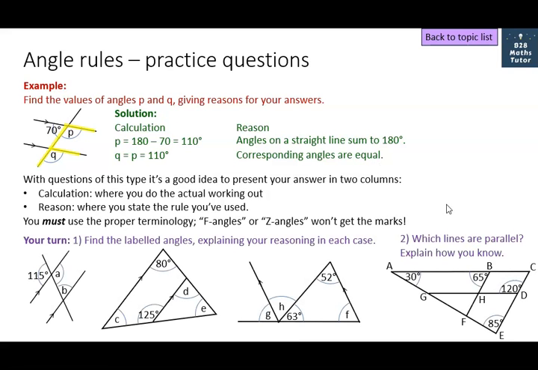Okay, now some for you to have a go at. These three, you're finding the labelled angles A, B, C, D, E, F, G, H. And on this one's quite tricky. I want you to decide which lines are parallel, because it looks as if AC and GD are parallel, and it looks as if BF and CE are parallel, but are they? Try and apply those rules and see if you can work it out.